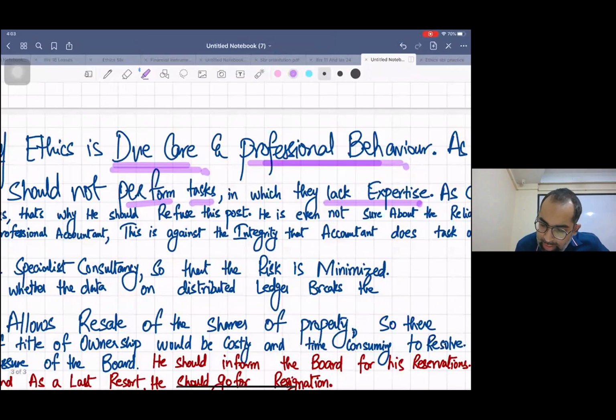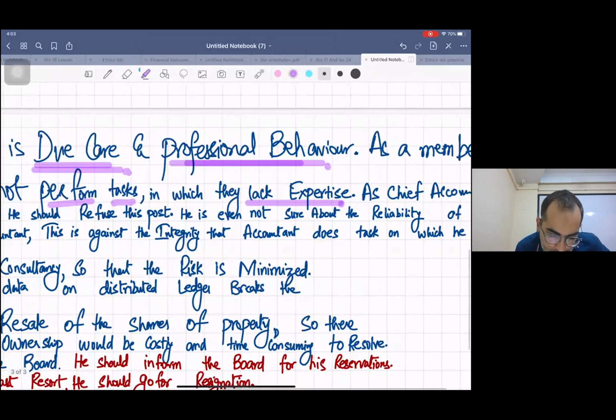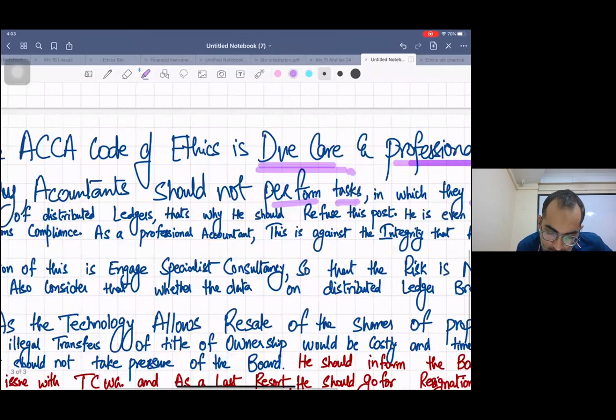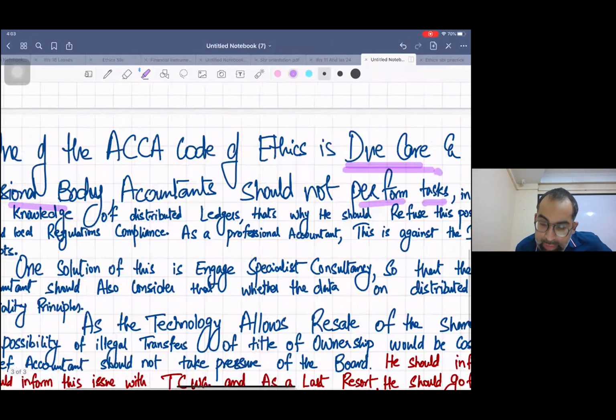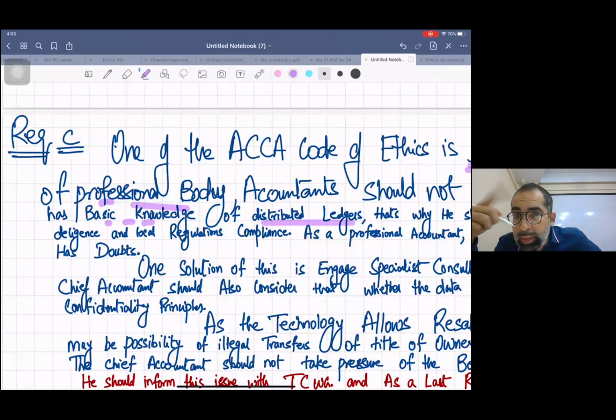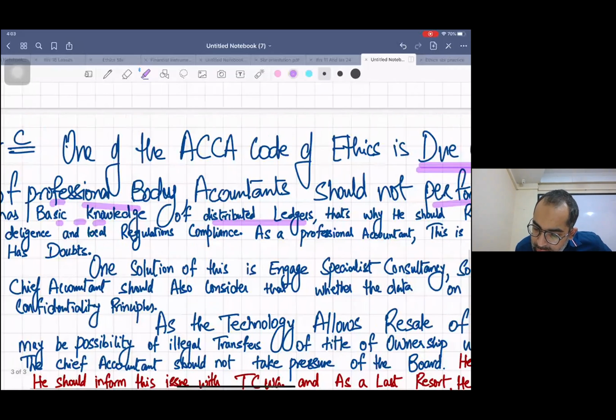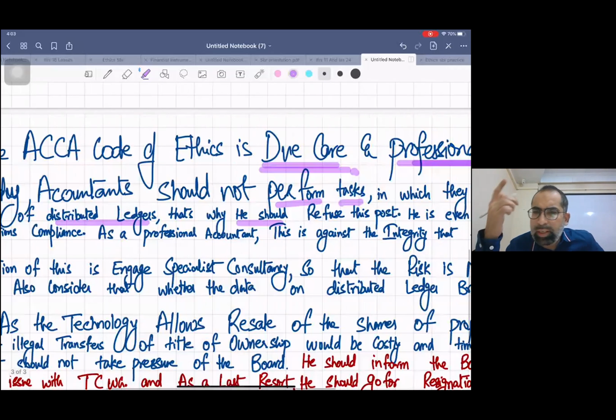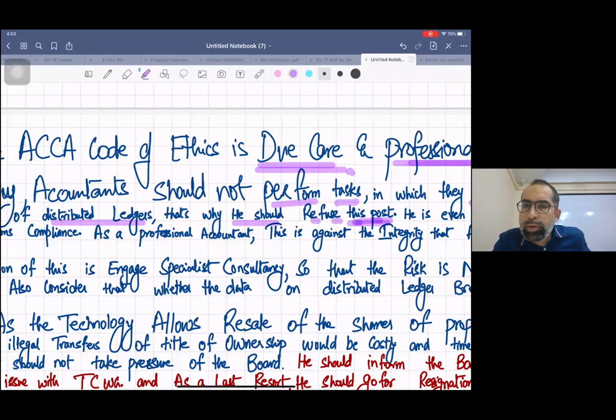As chief accountant, he has basic knowledge of distributed ledgers. In the question it was written, I have copied it from the question. I told you in the SBR exam you have to copy things from the question, right? That's why he should refuse this post. He should refuse this post openly. The first thing is, you are not eligible. Why are you doing it?